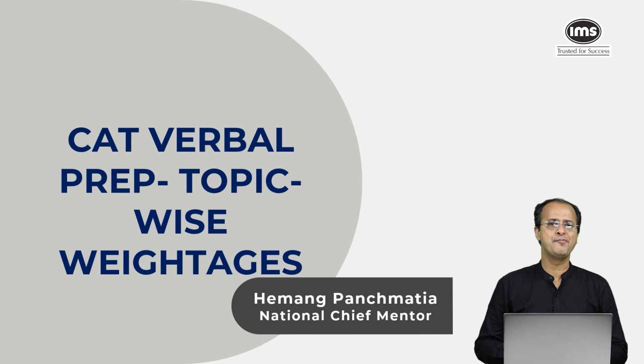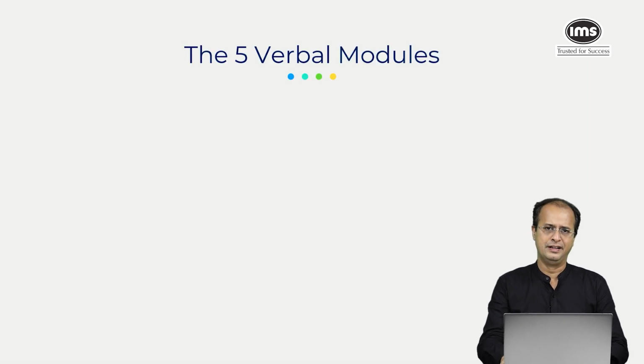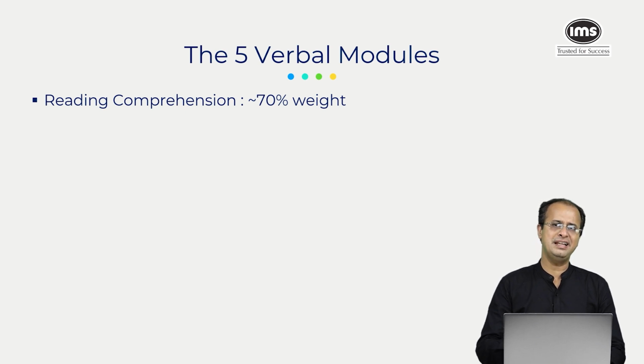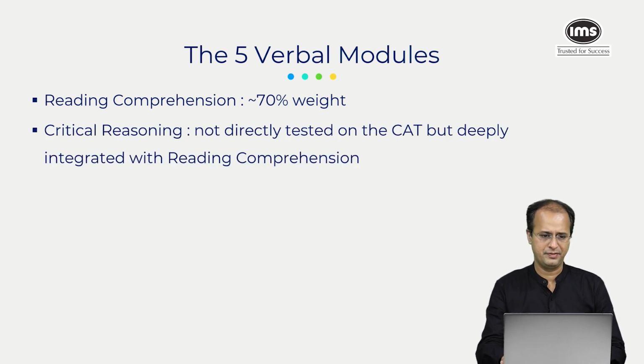In this video, I'm going to talk about the weightages for the different topics that appear on the CAT verbal section. Now, typically, we can look at verbal as consisting of 5 modules or subsegments. The first one is reading comprehension, easily the most important topic. Approximately 2/3 to 70% of the CAT verbal section has RC questions.